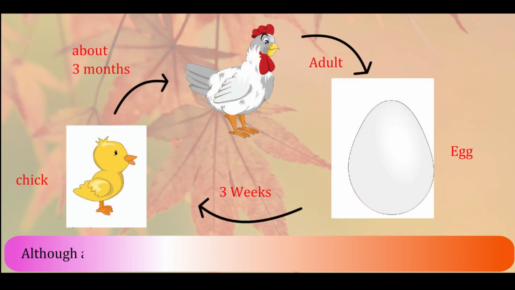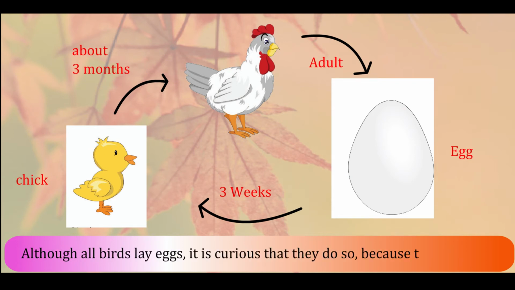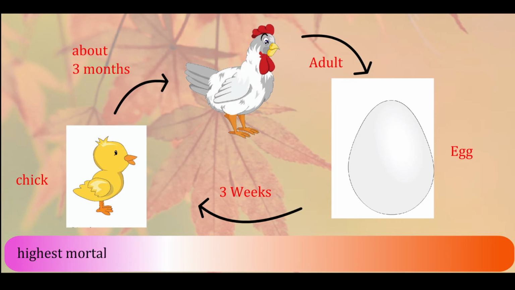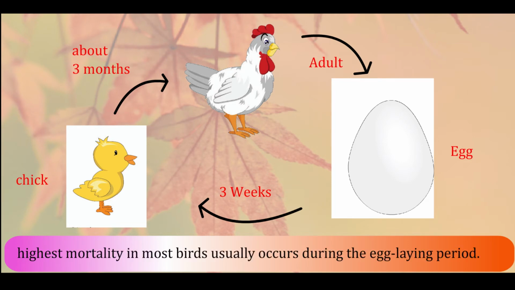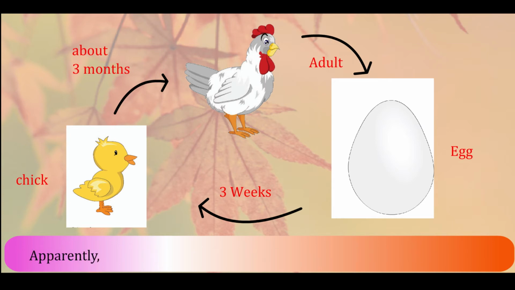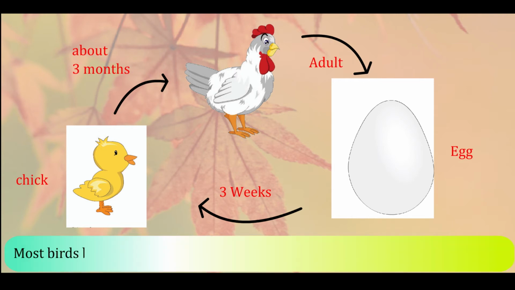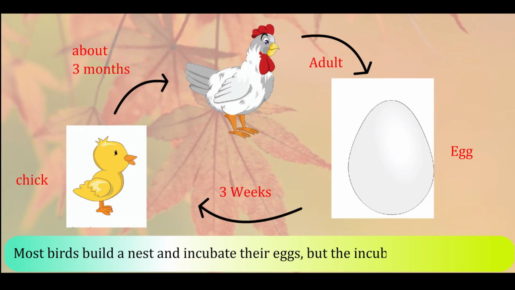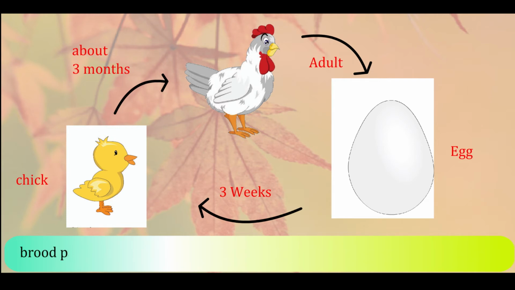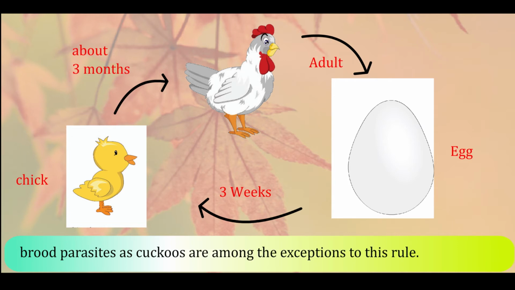Birds. Although all birds lay eggs, it is curious that they do so because the time of highest mortality in most birds usually occurs during the egg-laying period. Apparently, birds lack some adaptation that would permit them to become viviparous. Most birds build a nest and incubate their eggs, but the incubator birds and such brood parasites as cuckoos are among the exceptions to this rule.